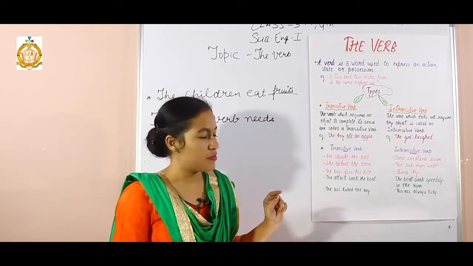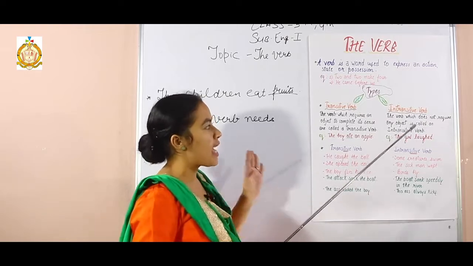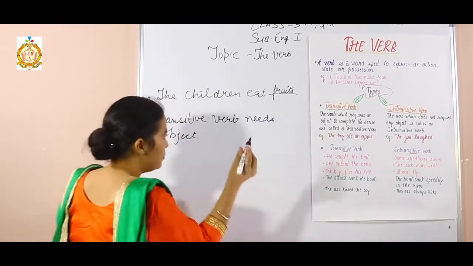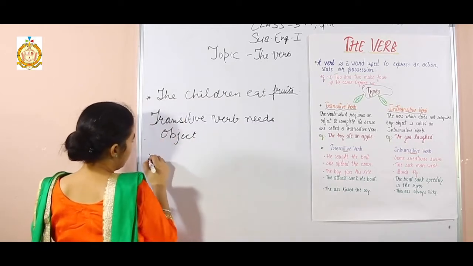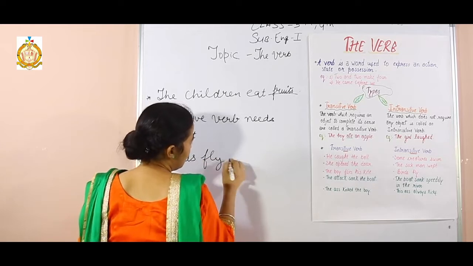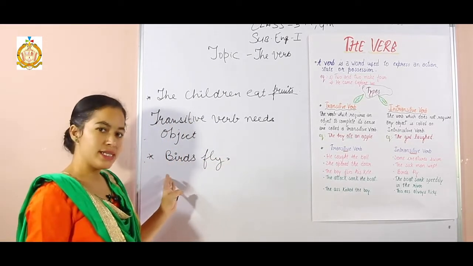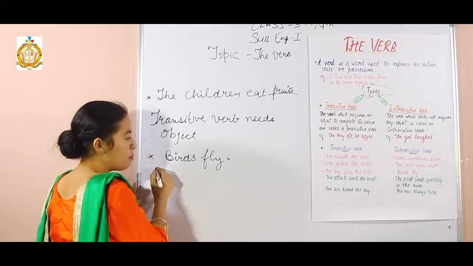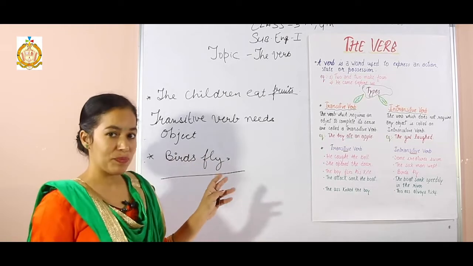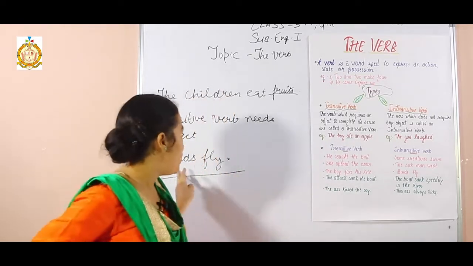Now what is an intransitive verb? Intransitive verb, the verb which does not require any object is called an intransitive verb. Like, birds fly. Here there are only two words, birds and fly, but they are making a complete sense. Birds fly. Which thing is flying in the sky? Birds fly.